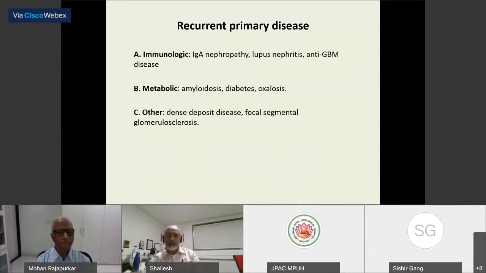Another category is recurrent primary disease, that is immunological or immune complex mediated disease like IgA nephropathy, lupus nephritis, or a metabolic disease which may recur into the graft, the renal allograft, that is amyloidosis, diabetes, or oxalosis, which are most common to recur. Then there are certain other conditions like dense deposit disease or FSGS, which are also common to recur in the transplant allograft.